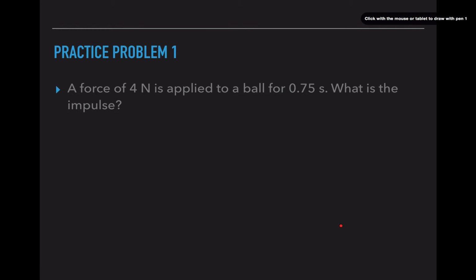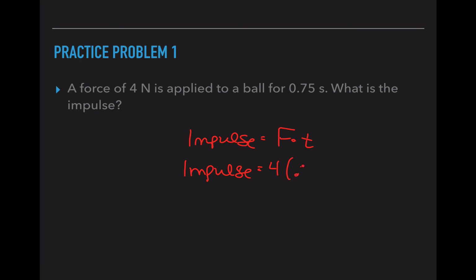So here's a practice problem. A force of 4 newtons is applied to a ball for 0.75 seconds. What is the impulse? Now, we don't have a symbol for impulse, but we do know that impulse is equal to force times time. So the impulse of that scenario is the force of 4 newtons times 0.75 seconds. So our impulse is 3 newtons times seconds.